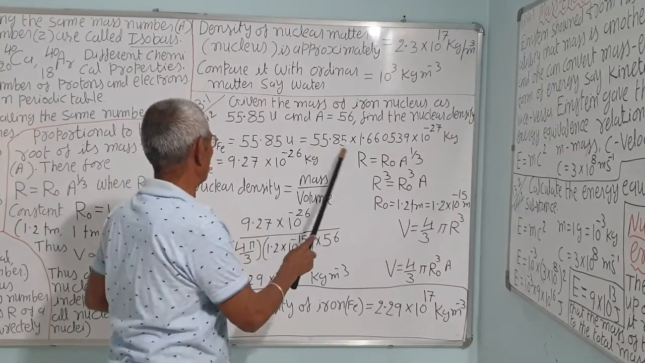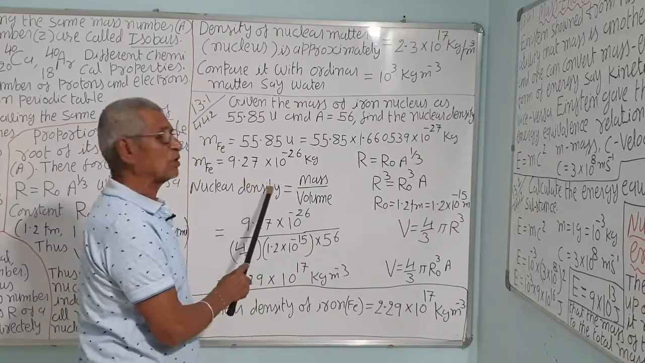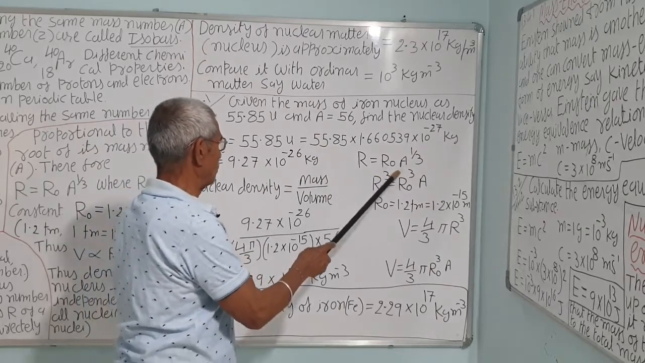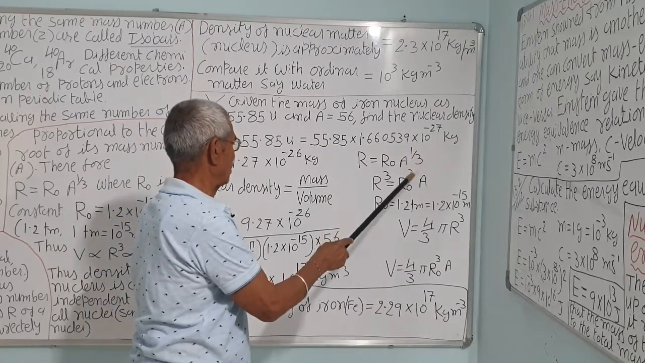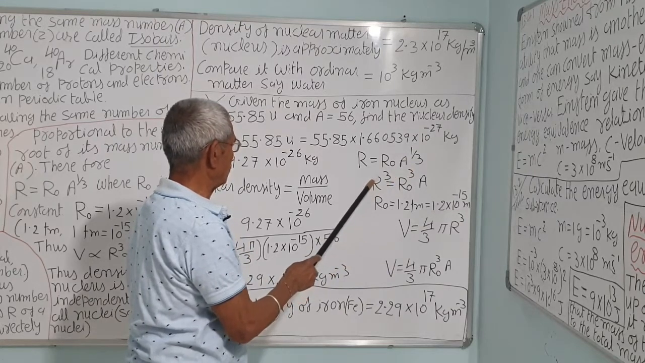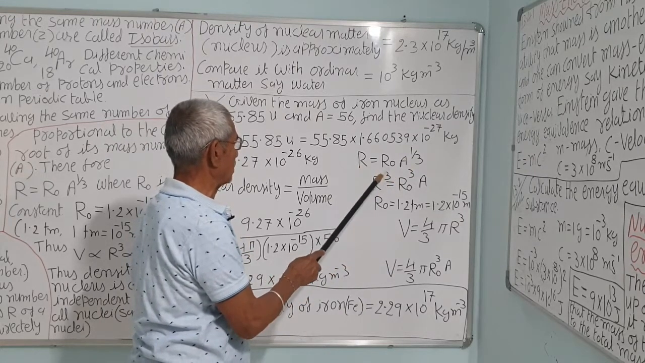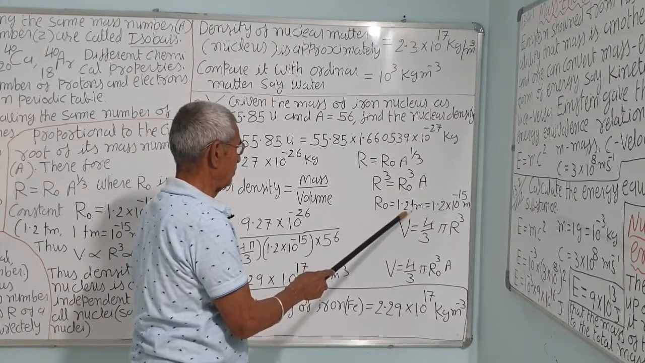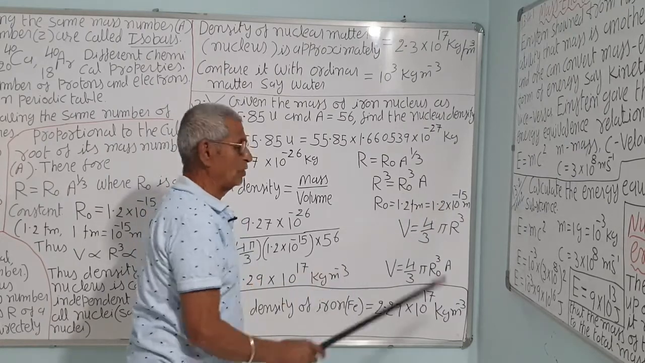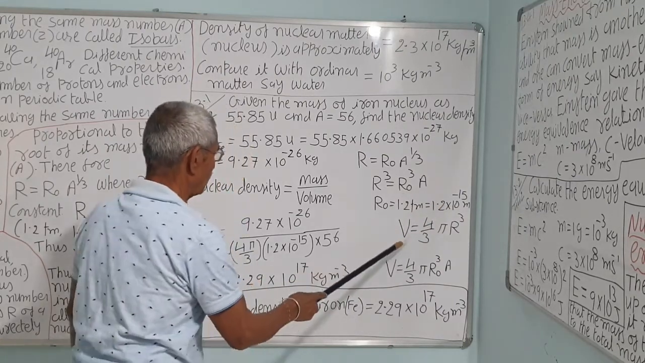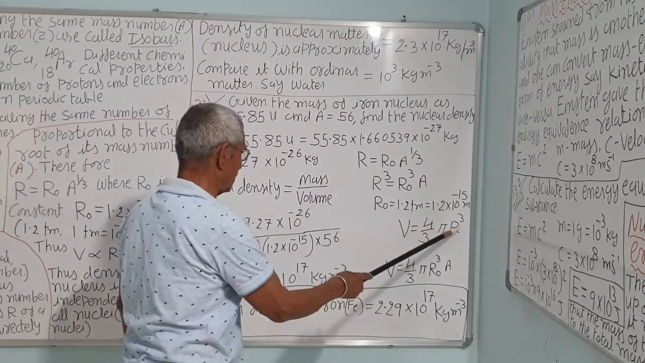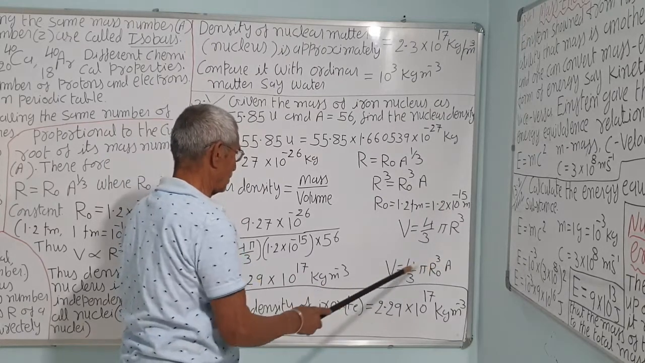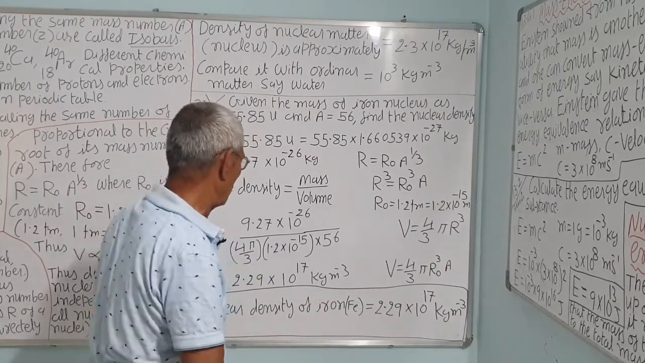This product is 9.27 into 10 raised to power minus 26 kg. Now we know R is equal to R0 A raised to power 1/3. So R cube is R0 cube A. R0 is 1.2 fermi meter, that is 1.2 into 10 to minus 15 meter. So volume is given by 4/3 pi R cube. Now R cube is equal to R0 cube A. So volume is 4/3 pi R0 cube A.